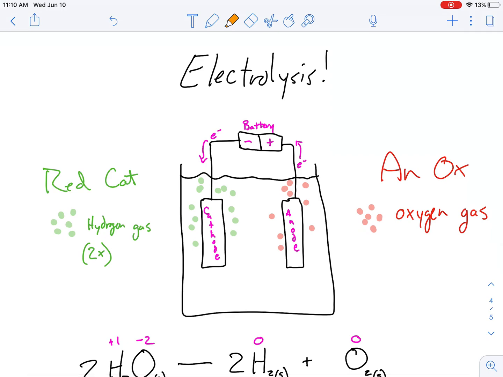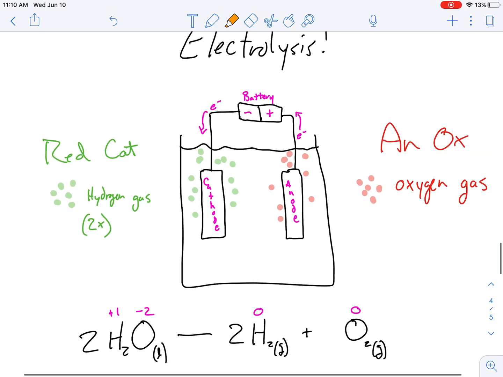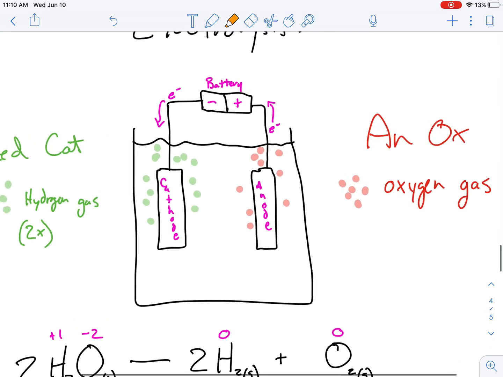Electrolysis. If I don't have them separate, if I have something in solution, I can have electrolysis occur with the use of a battery. In this case, we have the electrolysis of water. Electrolysis always has to do with water, so I don't know why I mentioned that, but that's fine.